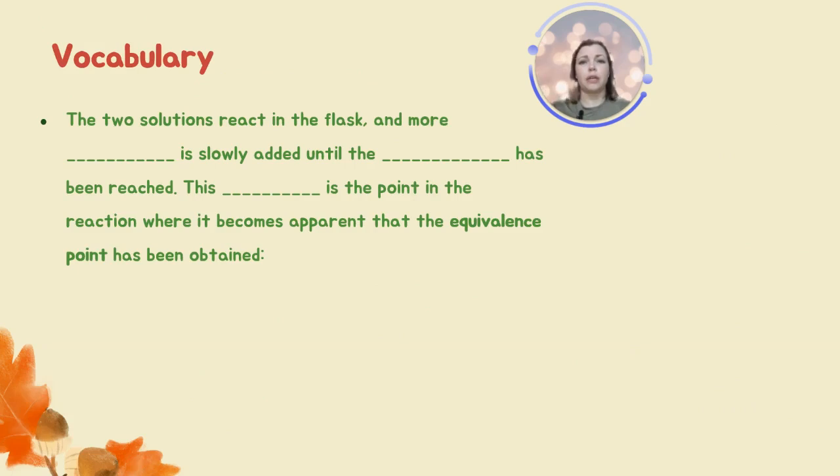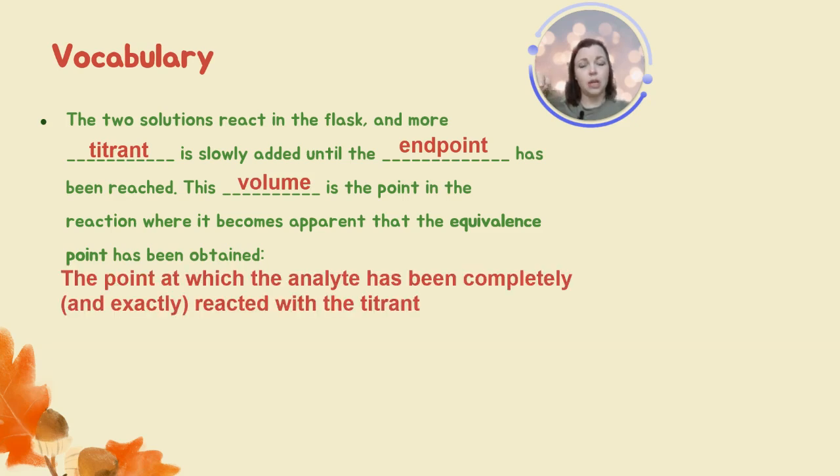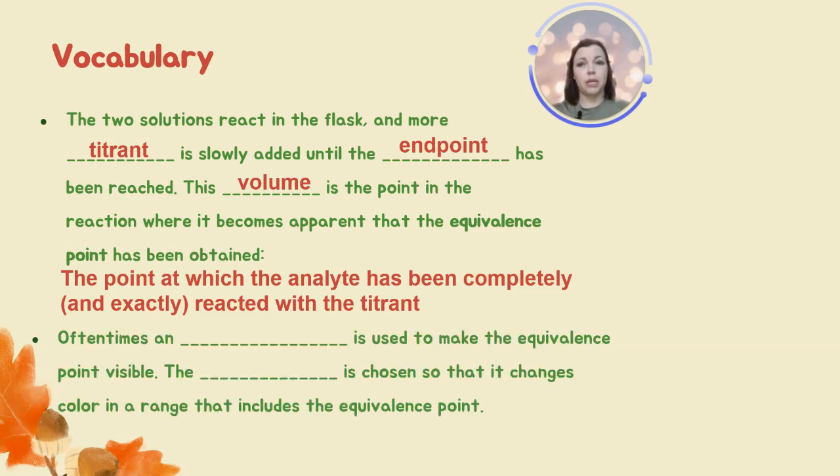So the two solutions react in the flask, and more titrant is slowly added until the endpoint has been reached. So this volume is the point in the reaction where it becomes apparent that the equivalence point has been obtained. And so the equivalence point is the point at which all of the analyte has been completely and exactly reacted with the titrant. So you've got that exact amount so that your stoichiometric ratio has been met.